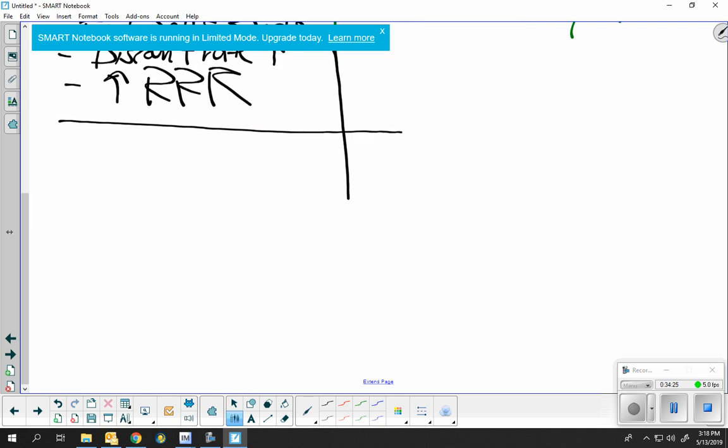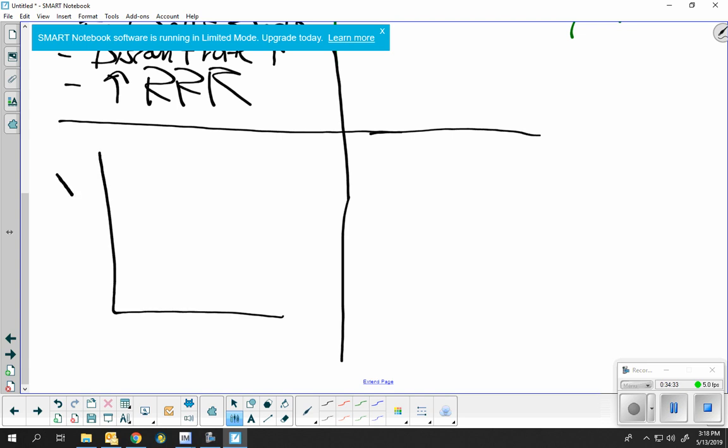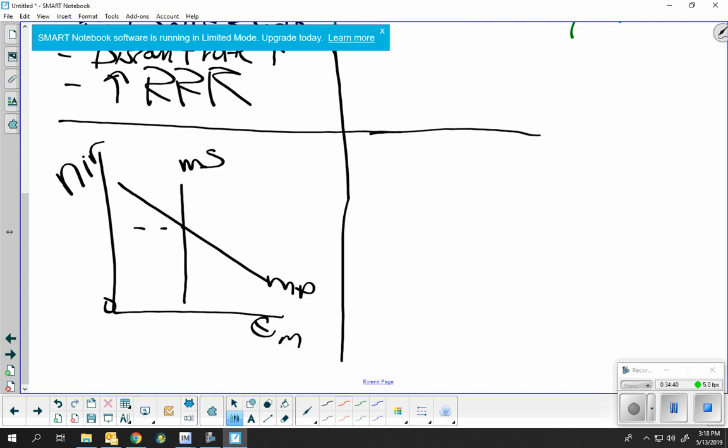This is what I need to do. I need another box because I want a graph to show each of the scenarios. So here we have the money market graph, where we have nominal interest rates and quantity of money. Remember, money supply is vertical, money demand is downward sloping. I'm going to do both contractionary and expansionary on here.